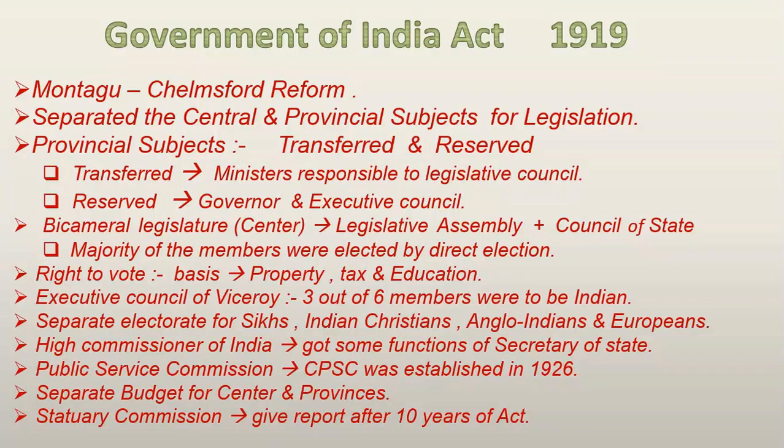Okay, now friends, as these ministers were the members of legislative council, so they were responsible to legislative council. Okay, now what happened? That these ministers were in charge of all the subjects under transfer list. Okay, so these ministers were in charge of all the subjects under transfer list, means they were responsible for the administration of the subjects under transfer list. And this governor and his executive council was responsible for the administration of subjects under reserved list.